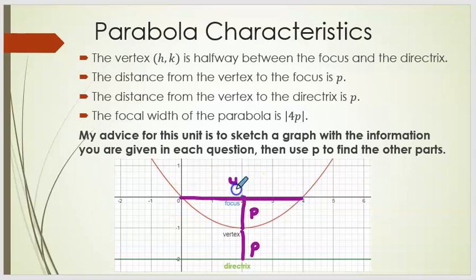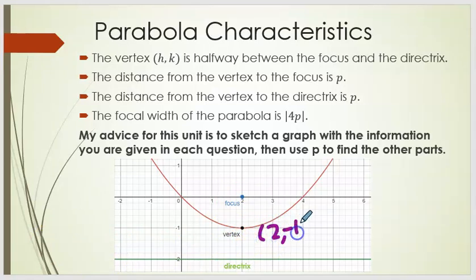So finding p is very important for parabolas because it gives us several of the distances and widths of the shape across. My advice to you on this unit is that you always take the variables that they've given you. So if they give you the coordinate of the focus or the coordinate of the vertex, I would always just draw a rough sketch of those points, and then you can measure the distance between the ones you have and find the other distances so that you can figure out the formulas for those parts as well. This parabola here, for example, has the vertex (2, -1).